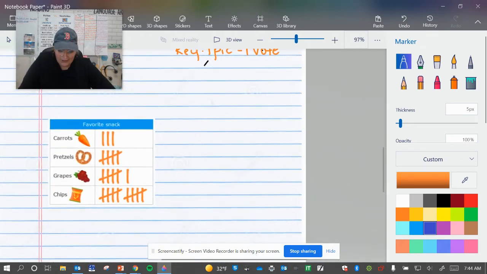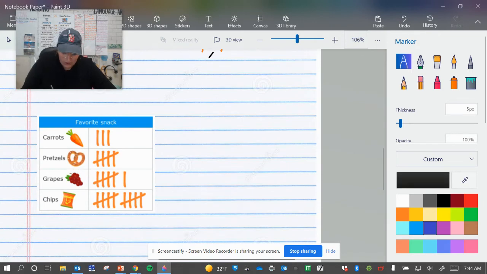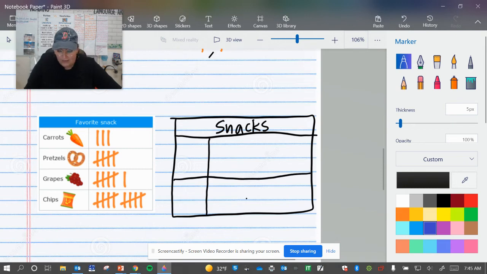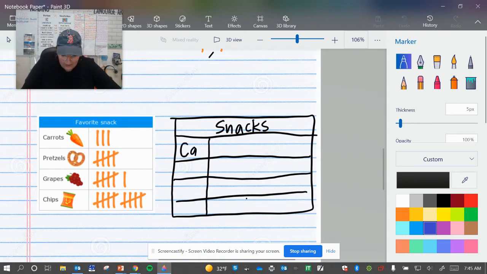Let's do this guy down here. Same way. We're going to draw our box as big as that box. We're going to do our title, and we're going to call it snacks. Okay. We're going to do our little section over here for our snacks, and we're going to divide it into 4 sections. Remember, easiest way to divide into 4 sections is divide it in half and then divide each half in half. Okay? And we're going to say CA for carrot, P for pretzel, G for grapes, and CH for chips.